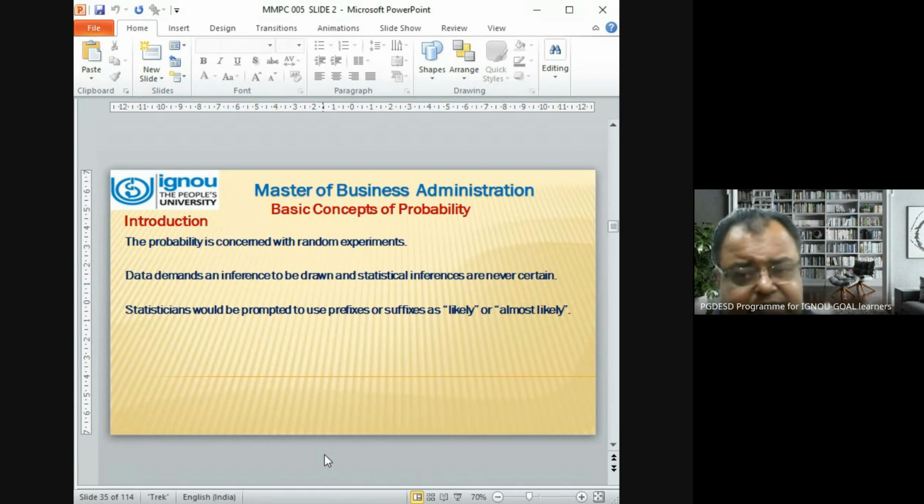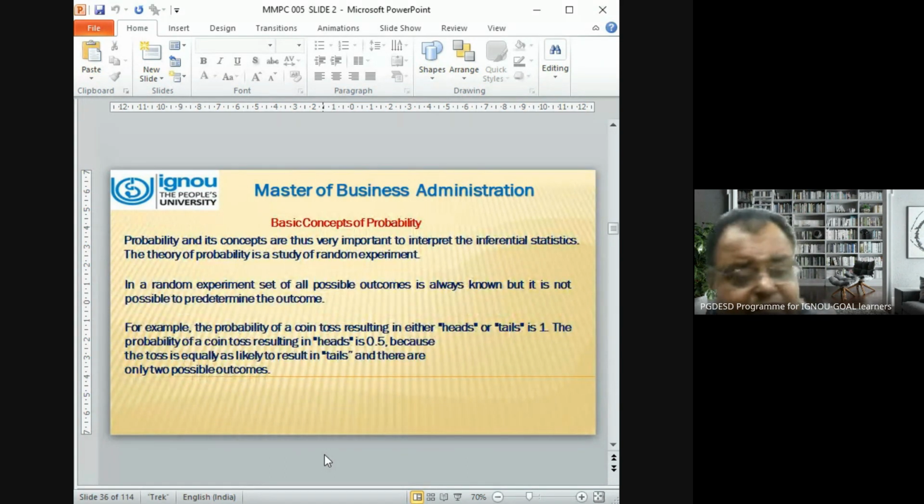Two things are there. Probability is concerned with random experiments. Data demands an inference to be drawn, and statistical inferences are never certain. Statisticians would be prompted to use prefixes or suffixes such as likely or almost likely. Now we will see the basic concept of probability. Probability and its concept are thus very important to interpret inferential statistics.